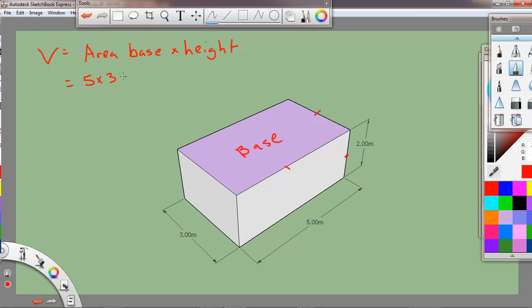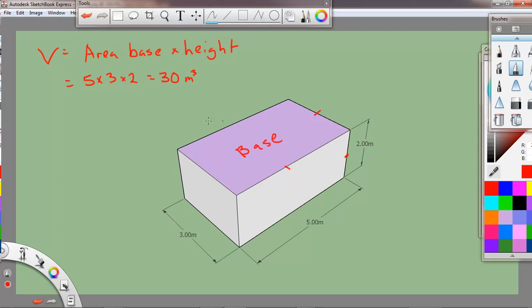So 5 times 3 times 2 is equal to 30. Now what are my units here? Well, I'm talking volume. So we're not talking meters, we're not talking square meters, we're talking cubic meters, okay? Volume is measured in little cubes, or in this case, big cubes. A cubic meter is pretty big.